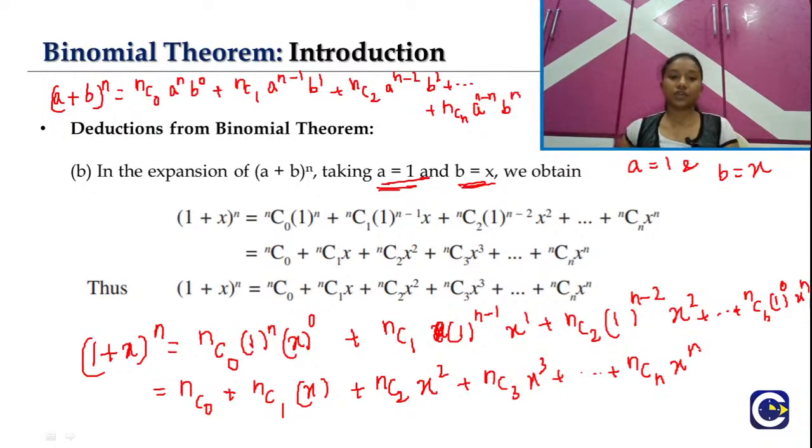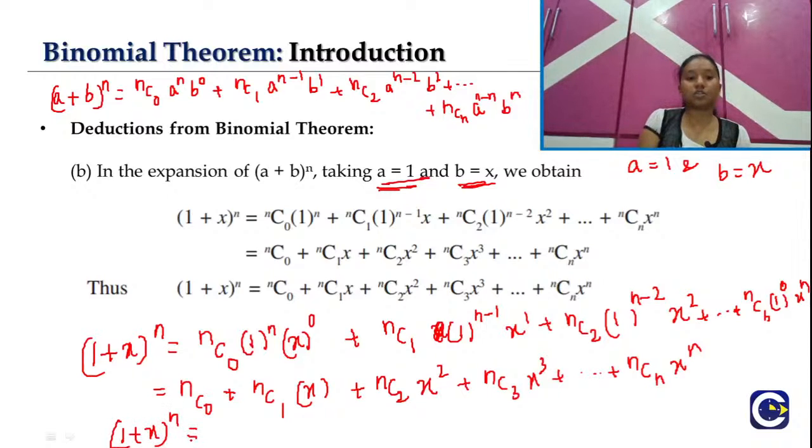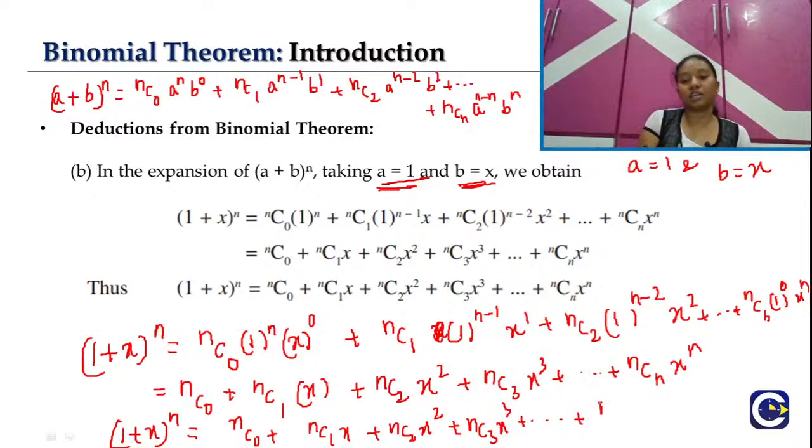So now you can identify that the expansion of (1 plus x) power n has turned out to be a very simplified version, which is equal to nC0, nC1 x, nC2 x square, nC3 x cube, and so on until nCn x power n. This is the easiest form of the expansion of our term (1 plus x) whole power n. Likewise, by replacing a and b, we could deduce many binomial deductions from the binomial theorem. We have seen only two of the deductions in today's session.